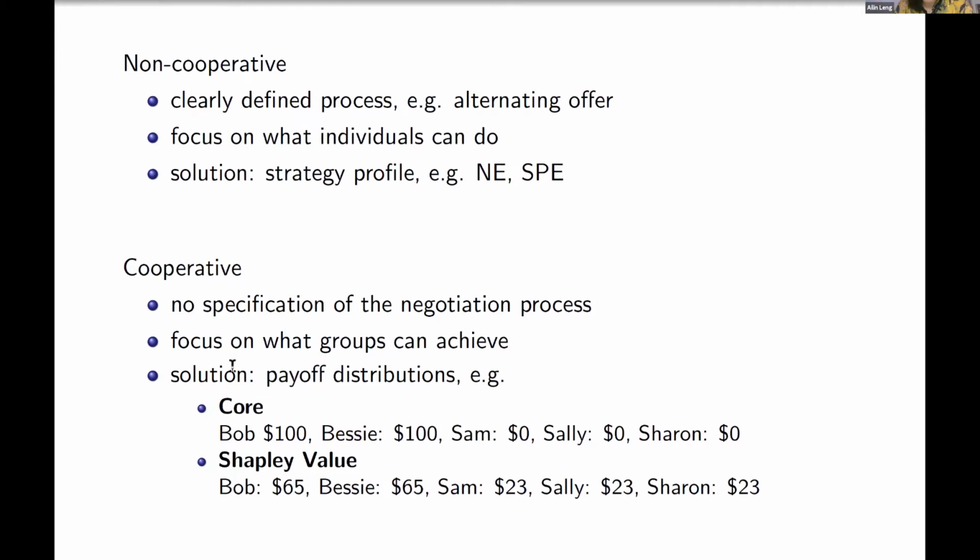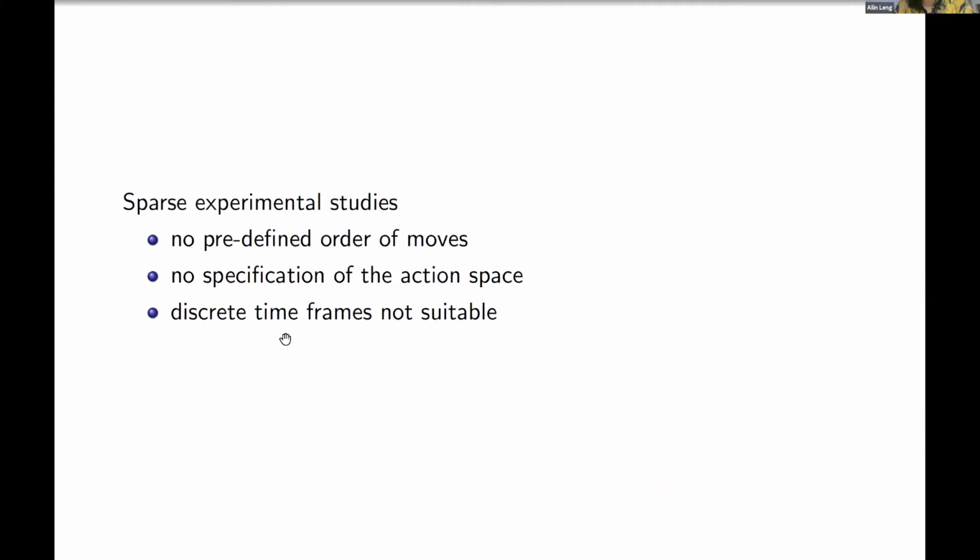Based on different notions of the reasonable payoff distribution, there are different solution concepts. Like the core payoff distribution gives the two buyers everything and the three sellers nothing. The Shapley value gives the two buyers 2/3 of the payoffs, and the remaining three sellers share the third. So now the question is, how would you implement such a cooperative game in a laboratory setting?